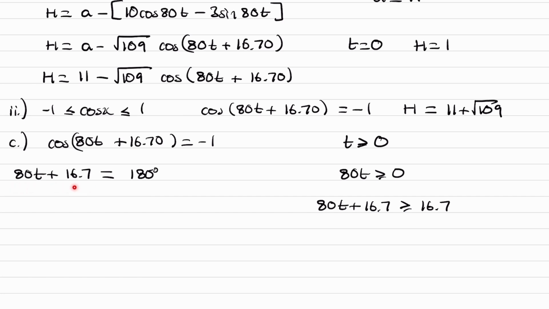We know that 80t plus 16.7 must be greater than or equal to 16.7, and therefore we won't be taking away 360, we'd add 360 to get the next value, which would be 540, and we can keep on doing that. So if we now rearrange for t, so take away 16.7 from both of these values and then divide both of those values by 80, we get 2.04125 and 6.54125. So these are our first two times at which the passenger is at maximum height. We want the second time, so we're going to be looking at this one here.